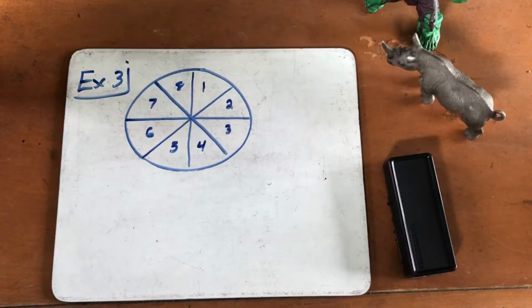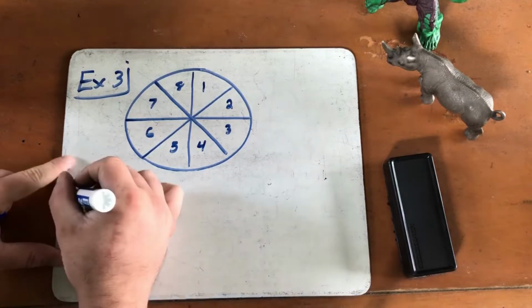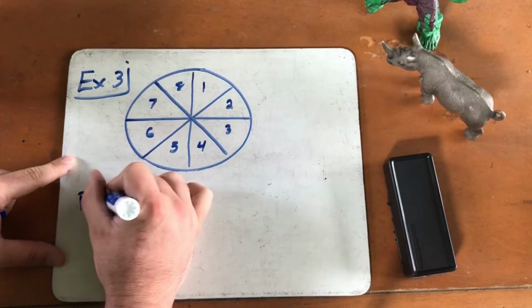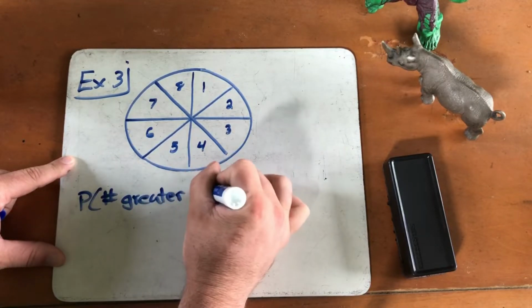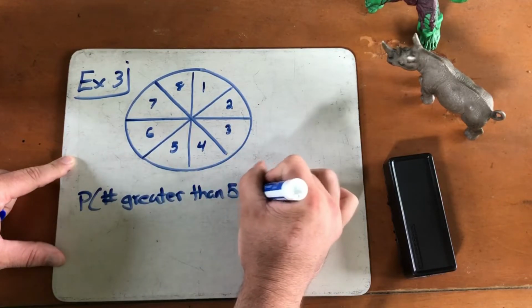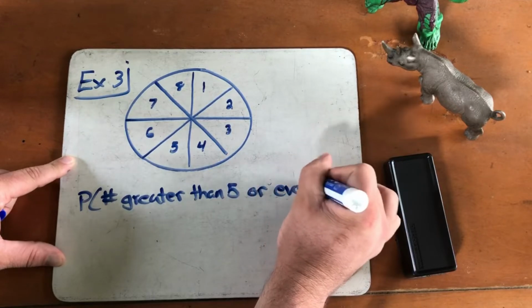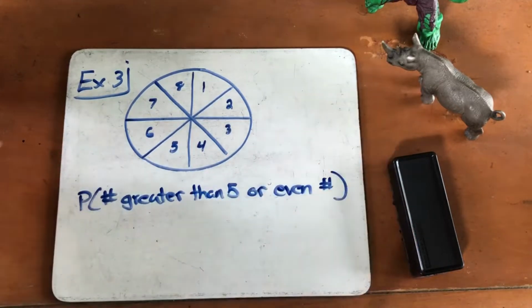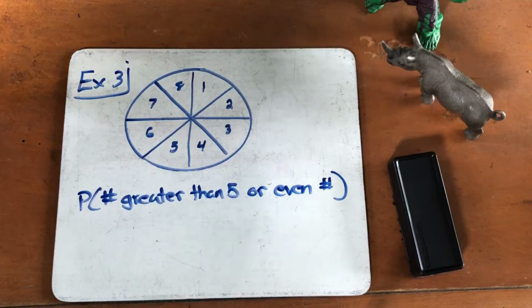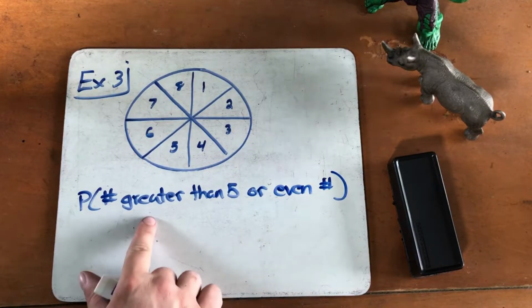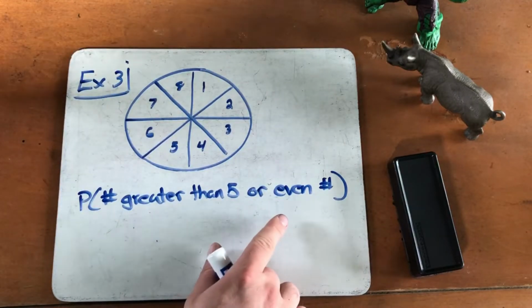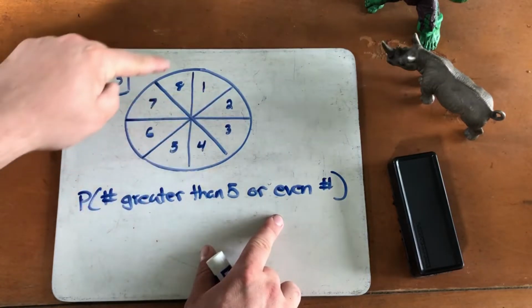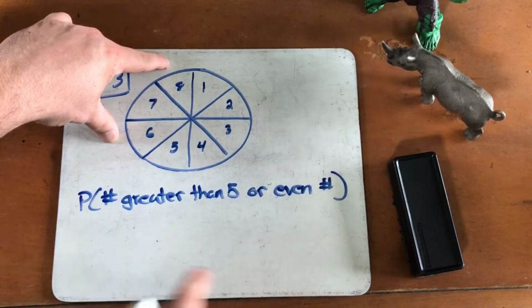For example 3, let's look at a situation that is not mutually exclusive. Let's say I'm looking for a probability of a number that is greater than 5 or an even number. Those are the two things I'm looking for. Now in this case, there is some overlap. Numbers greater than 5 include 6, 7, and 8. Even numbers include 2, 4, 6, and 8. 6 and 8 are my two overlaps.